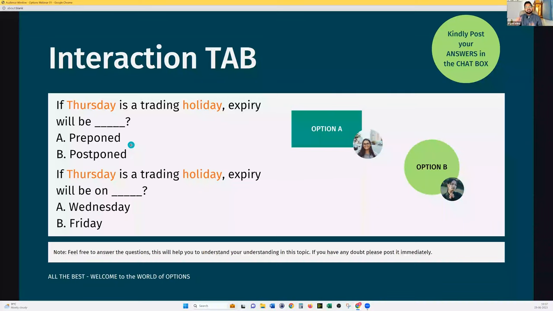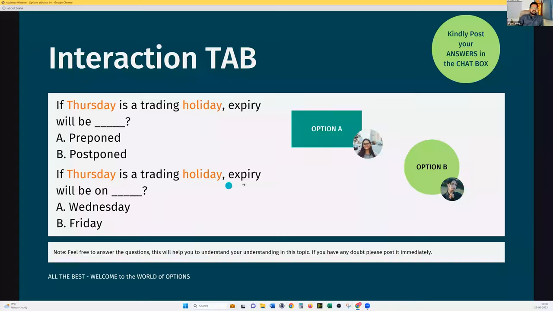We said the expiry for Bank Nifty is on Thursday, right? If Thursday is a holiday, will the expiry be preponed or postponed? It will be preponed. So if Thursday is a holiday, we will have it on Wednesday. Now my question is, if Wednesday and Thursday both are holidays, when will be the expiry? It will be on Tuesday. That's good. Superb. Okay, next.